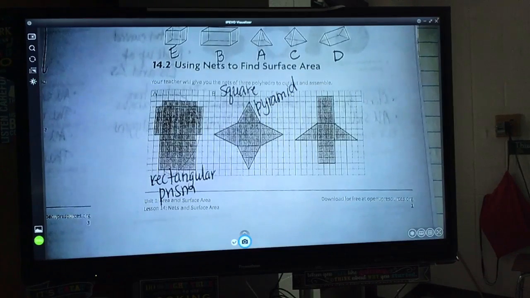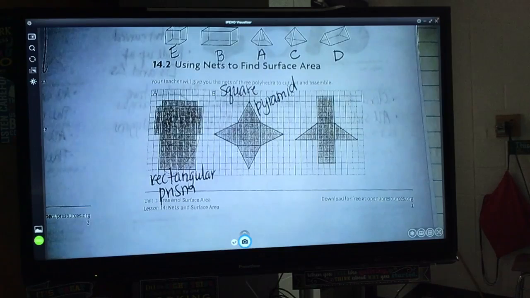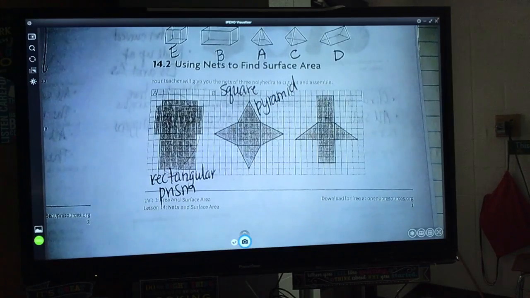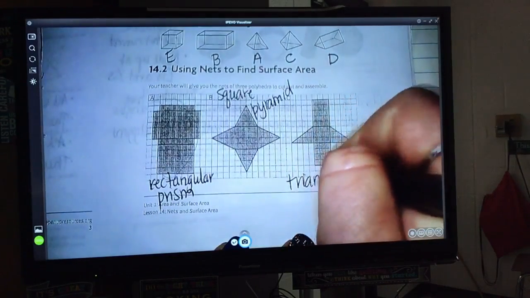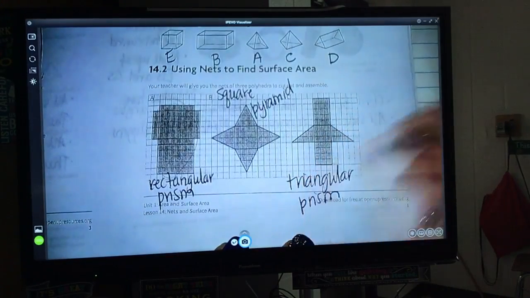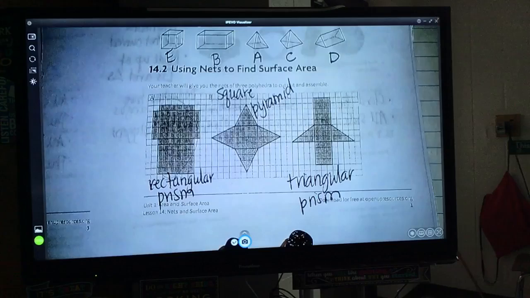No, y'all, no. Look at the shapes. What is C made up of? Rectangles and squares. Rectangles, technically, because squares can be rectangles. So rectangles and triangles. So if you see 3 rectangles and 2 triangles, it has got to be what? Triangular prism. It's got to be a triangular prism. It cannot be a pyramid because it's only got 2 triangles, and it's got rectangles.